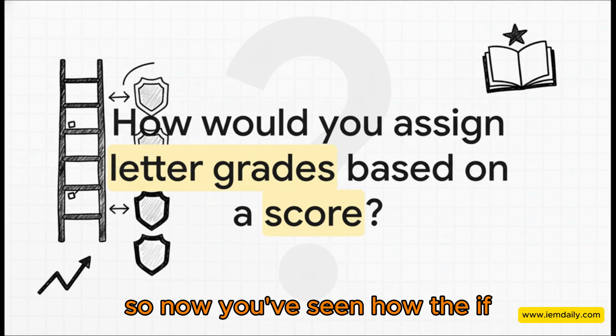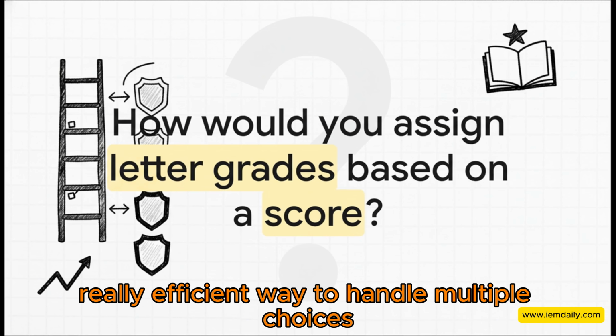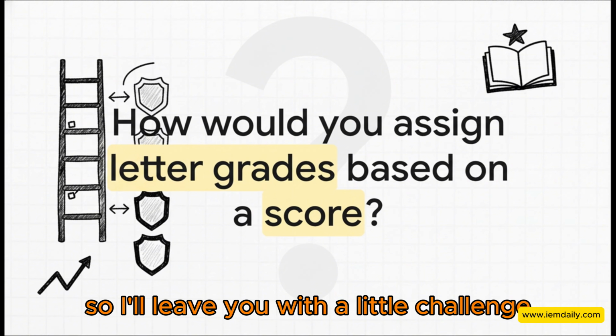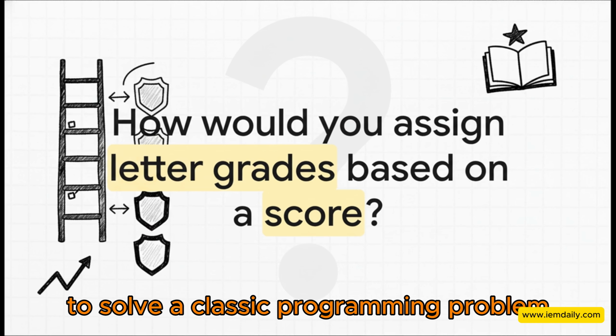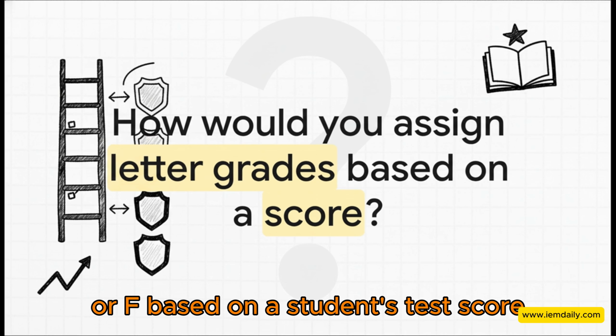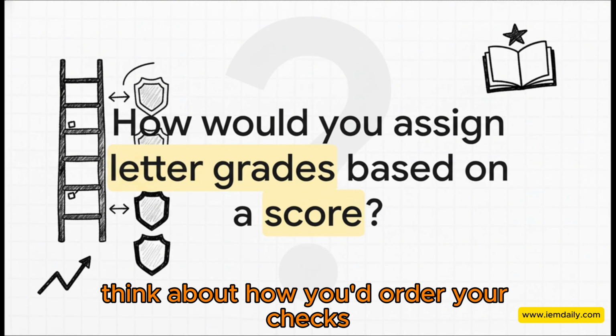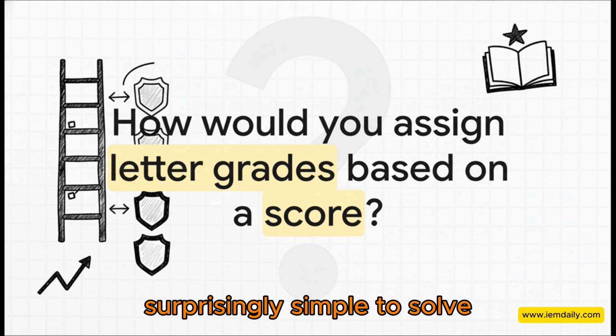So now you've seen how the if-else-if ladder gives us this clean, really efficient way to handle multiple choices. So I'll leave you with a little challenge. How would you use this exact same structure to solve a classic programming problem? Assigning a letter grade, an A, B, C, D, or F, based on a student's test score. Think about how you'd order your checks, and how this ladder structure makes a problem like that surprisingly simple to solve.